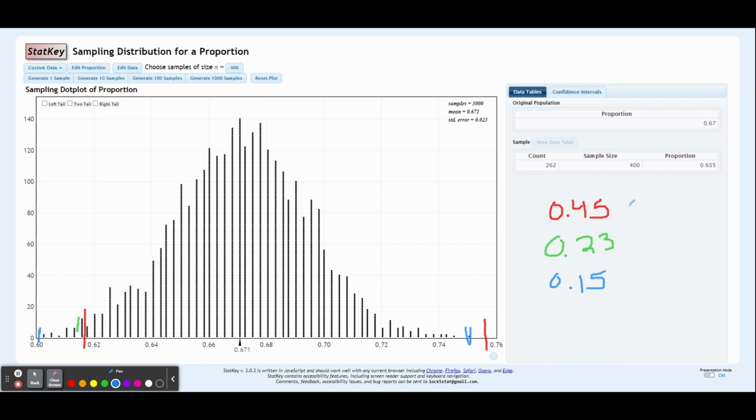You'll notice that every time we increased the sample size, our spread went down. That's because, as we've talked about before, as you increase sample size, you decrease variability. So increasing sample size decreases variability for sampling distributions as well.